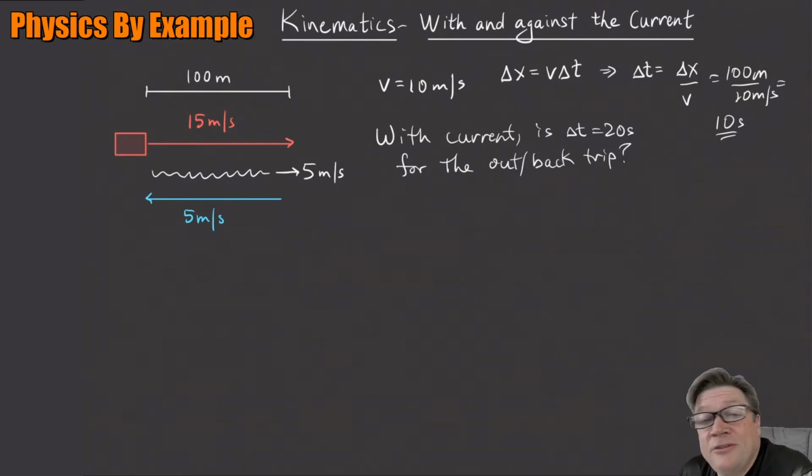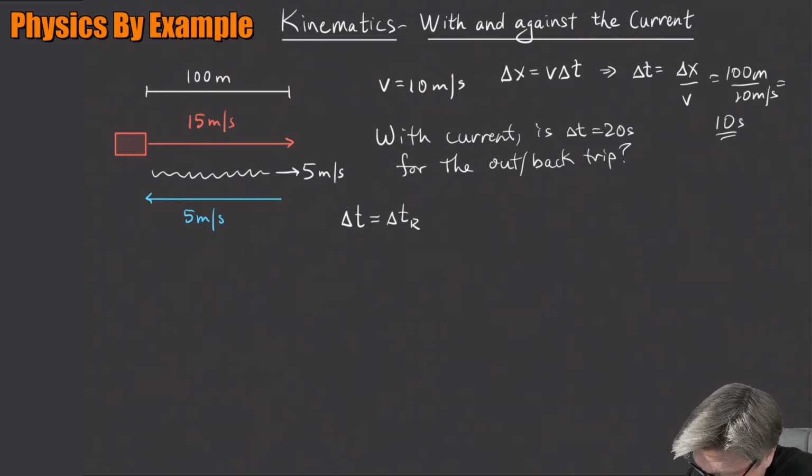Okay, well, let's actually figure it out, because it's a little bit interesting. How are we going to do it? All we're going to do is use this simple formula. The total time taken is the time going to the right plus the time going to the left, with the current and against the current. That's just delta x over the speed going to the right, plus the same distance divided by the speed going to the left.